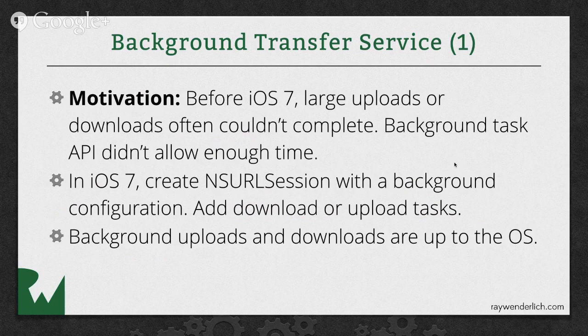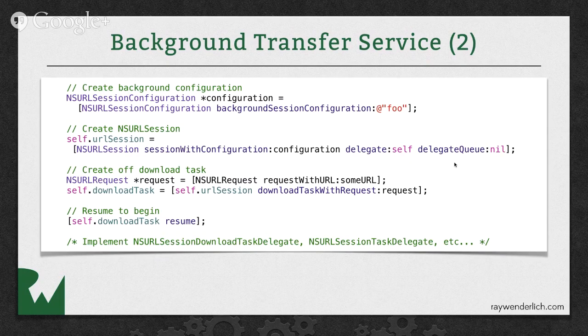All right, so if you want to implement the background transfer service in your applications, all you have to do, as I said, is create a background configuration. Each session will have an ID, which will be a string. Here, I call it foo. Now we create an NSURLSession with this configuration. We set the delegate to self. Next, we create the download task or upload task, which Charlie Fulton calls minions. In iOS 7, all NSURLSession tasks start out as paused, so you have to resume them to start. After that, you have to implement a bunch of delegates, like NSURLSessionDownloadDelegate, NSURLSessionTaskDelegate, etc.